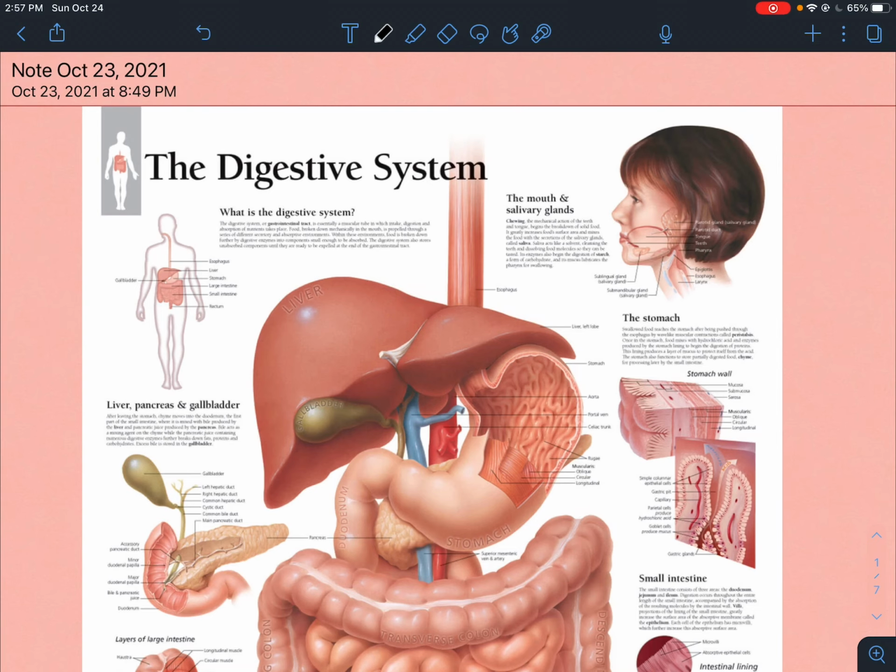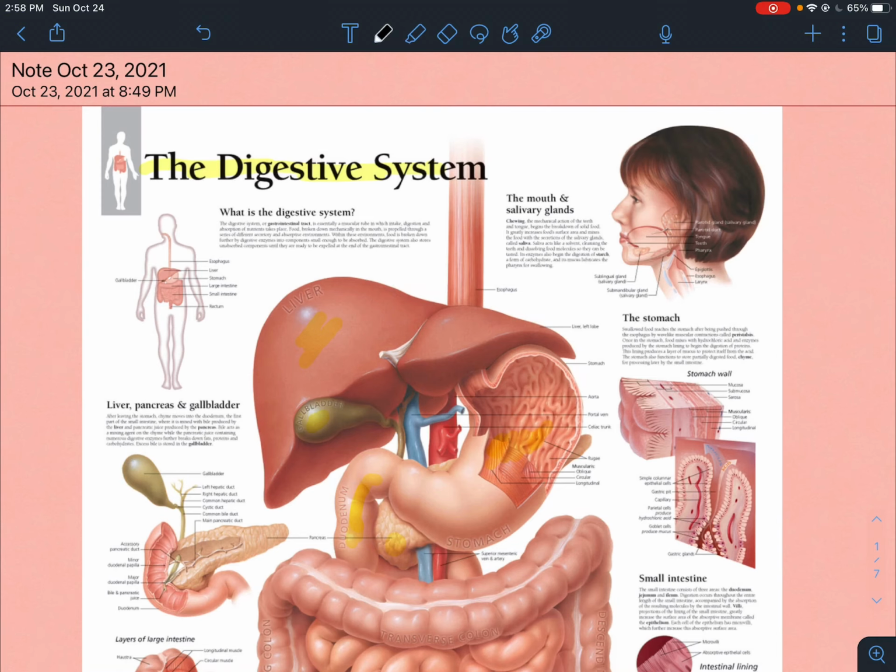We are going to be going over some of the fundamentals of the digestive system. Specifically, we want to focus in this lecture on the anatomy and the physiology of the stomach, the liver, the gallbladder, the pancreas, and the duodenum. But let's start with how digestion begins.